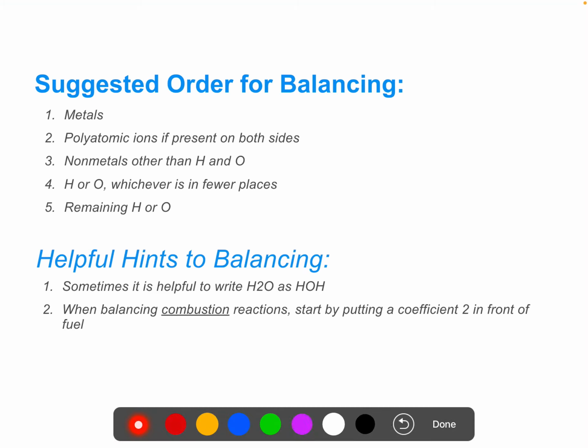Sometimes, and this is just a little helpful hint, it is helpful to write water as HOH to kind of see things. And if you're doing a combustion reaction, which we'll talk about later, start by putting a coefficient of 2 in front of the fuel if you're struggling. So you don't just do that automatically, but if you're struggling, that's a good way to start out.